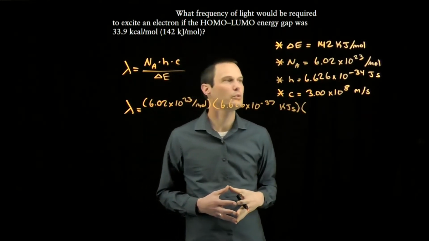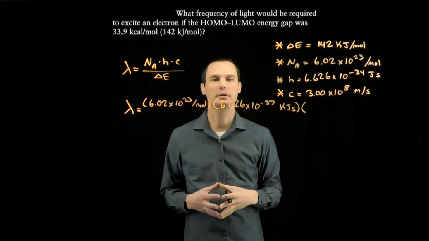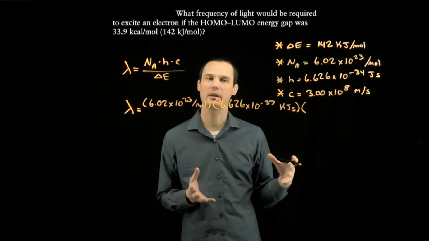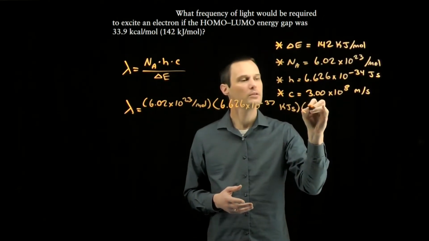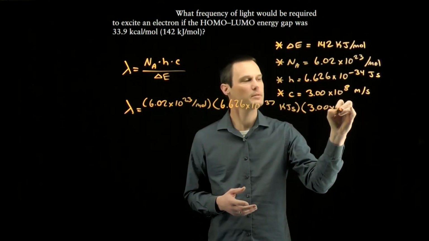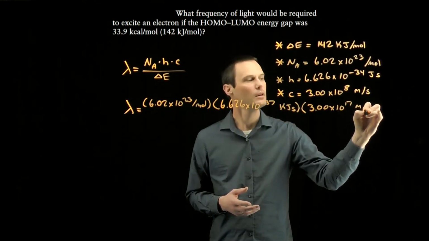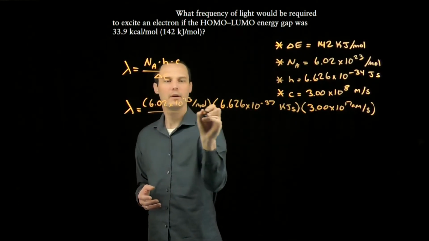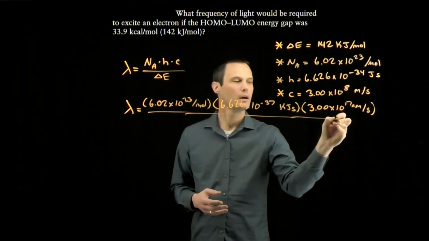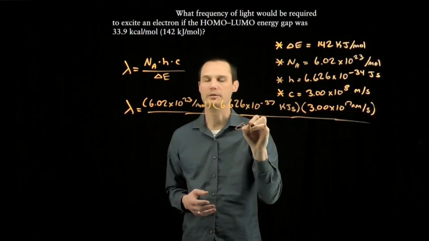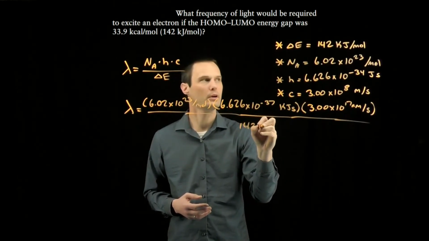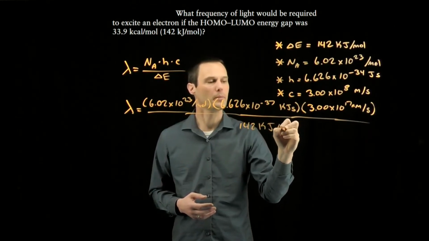The speed of light is given to us in meters per second, but our wavelength is typically recorded in nanometers, so we need to convert meters per second to nanometers per second. That's a scaling of a factor of 10 to the 9th. So we'll use 3.00 times 10 to the 17th nanometers per second. And all of that will be divided by our delta E, which is given to us. Our delta E is 142 kilojoules per mole.